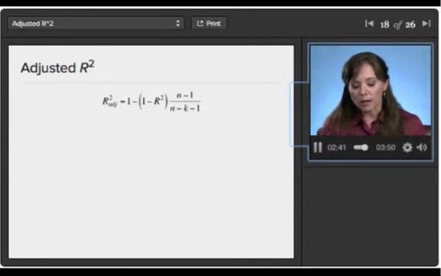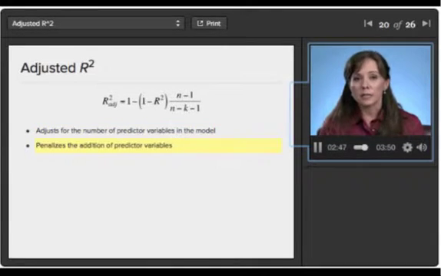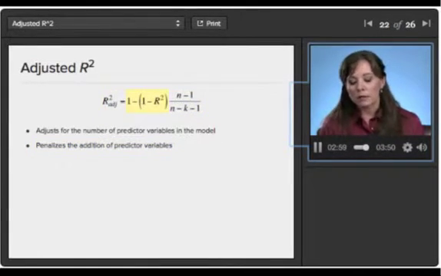The adjusted R-square adjusts for the number of predictor variables in the model. So it penalizes the addition of predictor variables in the model because we know that more predictor variables means a larger R-square. So the formula for the adjusted R-square is just 1 minus R squared total times this penalty term that's n minus 1 divided by n minus k minus 1.